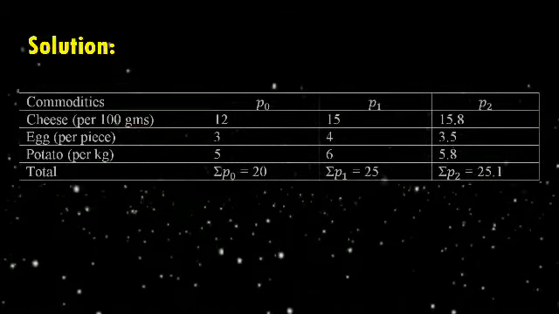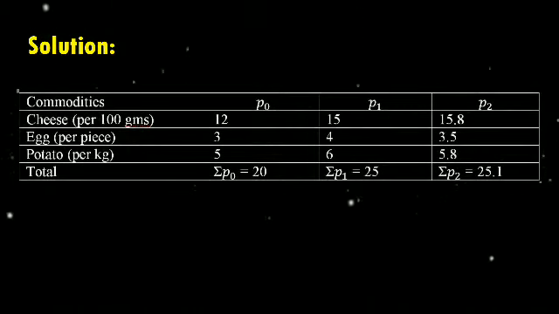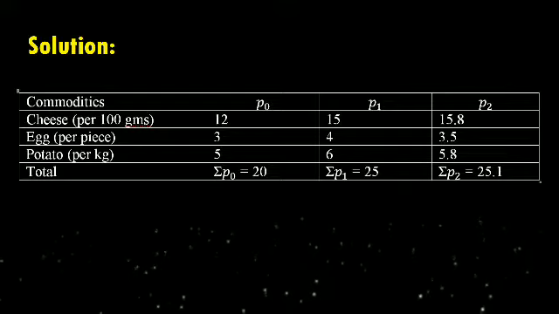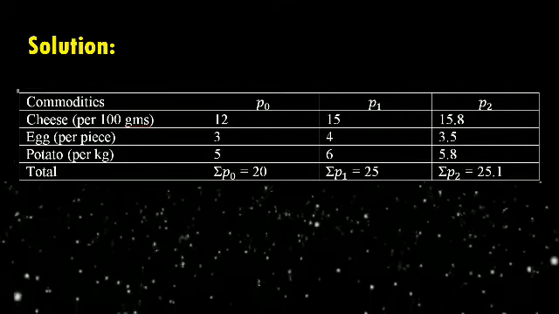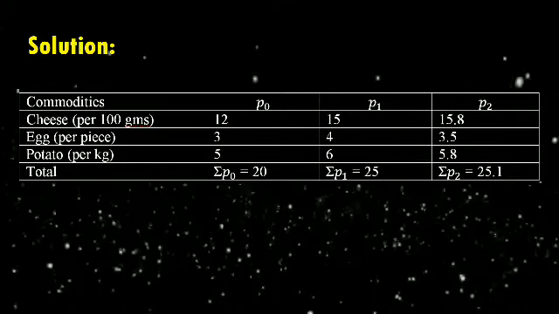So in the solution part, draw one more table. Consider the given commodities: cheese, egg and potato. Include one more row to find the column total. So write it as total in the last row.